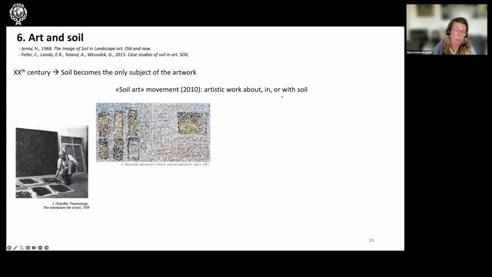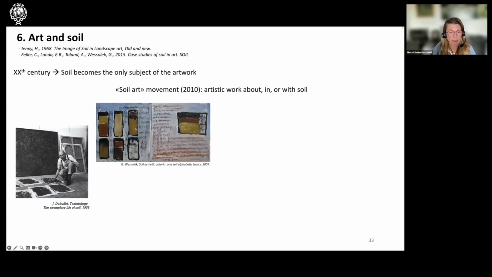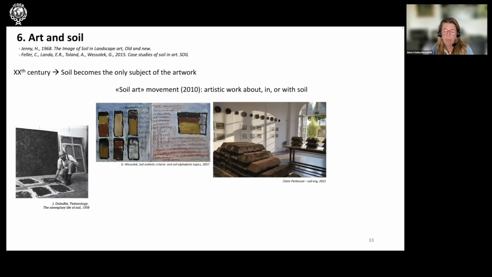soil. We start with these nice colored sketches provided by Gerd Vessolek, who show the aesthetics of soil profiles, together with the notes that are written by pedologists when describing the soil profile. This is another interesting use of soil for making art.